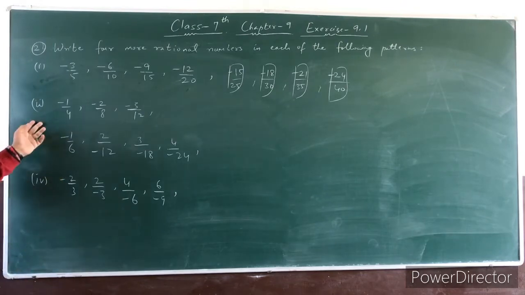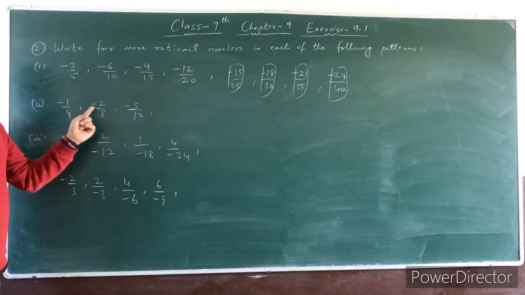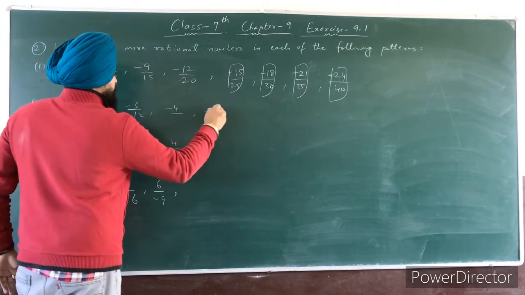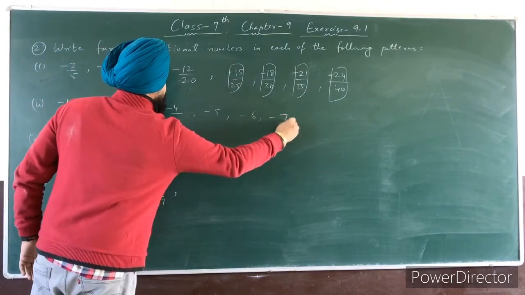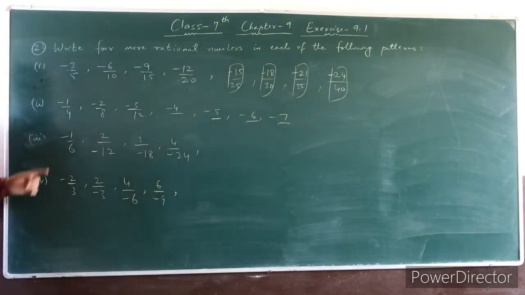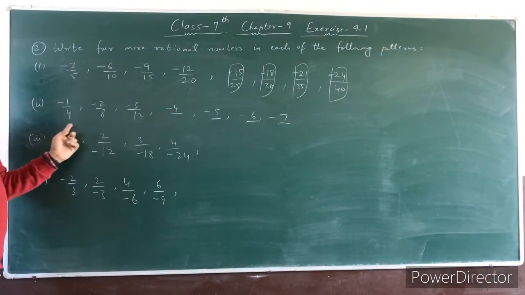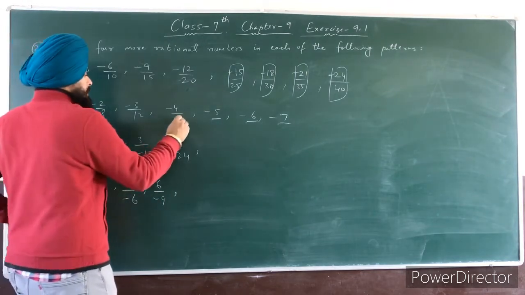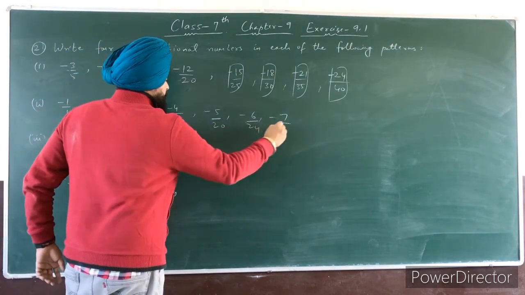The second part is again the same. Minus 1, minus 2, minus 3, multiples of 1. Next is minus 4, minus 5, minus 6, minus 7. And the denominator is 4, so you have to write the multiples of 4. 4 1s are 4, 4 2s are 8, 4 3s are 12, 4 4s are 16, 20, 24, 28.